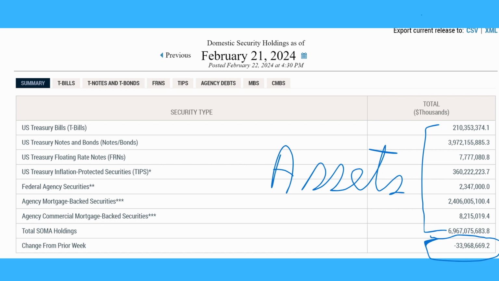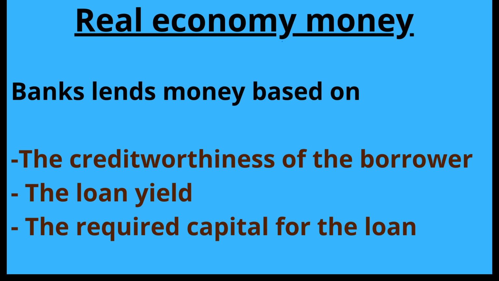So, real economy money. Banks usually lend money based on three factors: the creditworthiness of the borrower, so whether you pay your bills on time; the loan yield, so how much interest banks are going to charge and how much yield they are going to make; and the required capital for the loan. So is it an amount that can be extremely stressful for the bank to lend, or is the person able to pay it back? If a person makes $100K, they are not going to lend them $10 million.